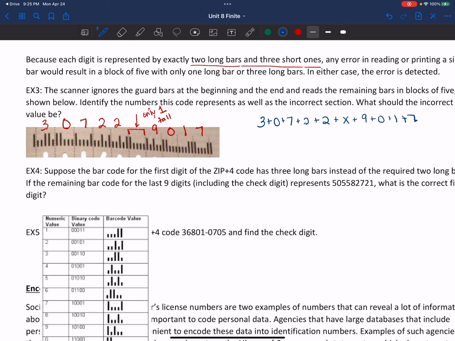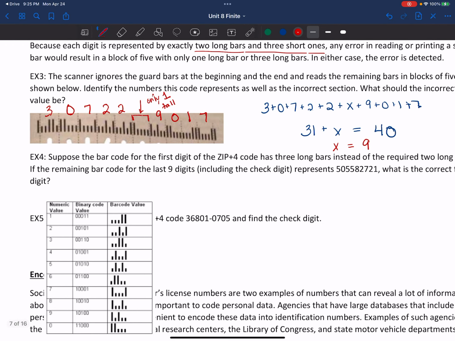And so this is very similar to what I was doing on the other ones. So I have 3 plus 7 plus 2 plus 2 plus 1 plus 7. So I have 31 plus x is going to give us the next one that's divisible by 10. So my x is going to equal 9. All right. So it's not my check code. My check code is 7. So therefore that number has to be 9. And then the shape of the 9 would be tall, short, tall, short, short. So that's the number that's giving us a hard time.